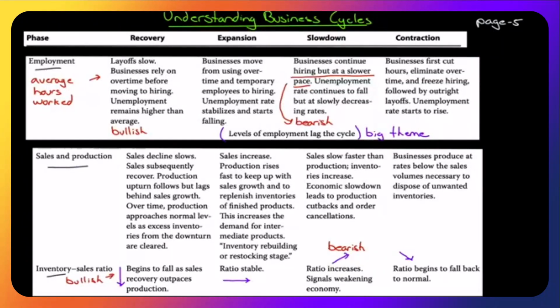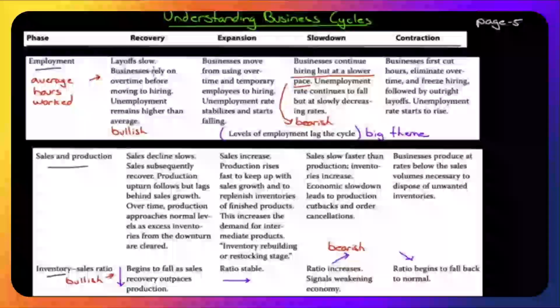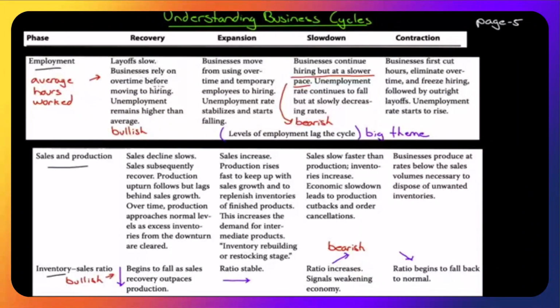Let's look at employment across the four phases. We've already seen employment a little earlier, but let's just add a little bit more context to it. In a recovery, as we've seen, layoffs slow. Businesses rely on overtime before moving to hiring. For this, we would look at the first Friday of every month in the U.S., and I think the first full week Friday of every month in Canada, is the jobs report, which talks about how many private sector jobs were created, average hourly earnings, all that kind of stuff.